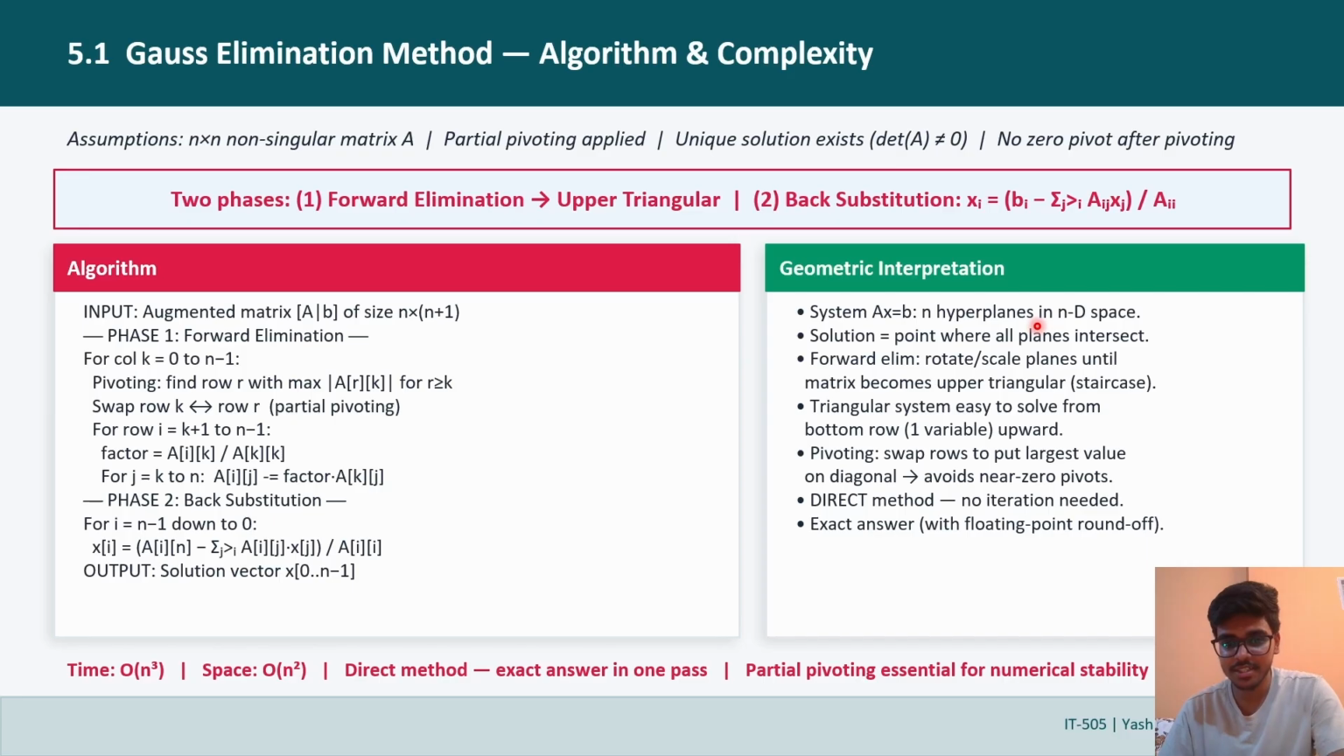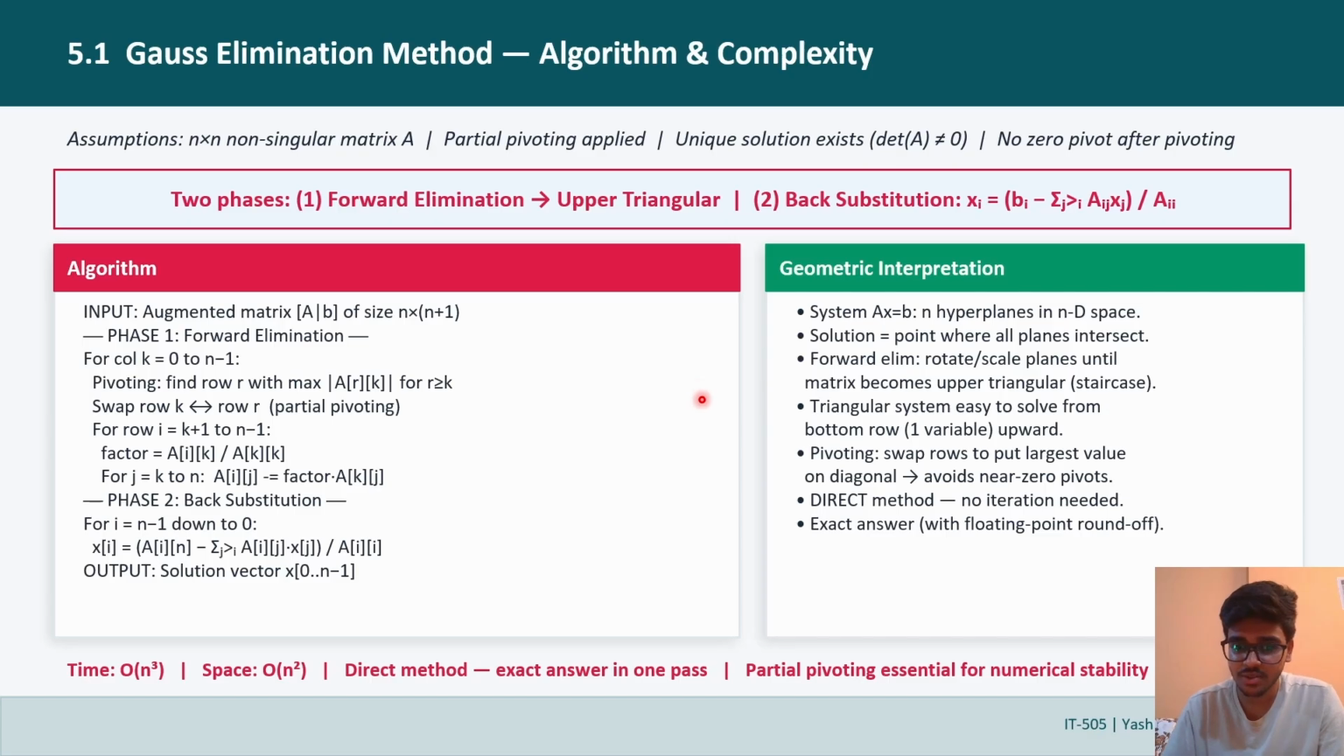And our geometric interpretation: each equation Ax equals b represents a hyperplane in n-dimensional space. The solution is the single point where all n hyperplanes intersect. Forward elimination systematically rotates and scales the hyperplanes until the system looks like a staircase. Each equation has one fewer unknown than the previous. Back substitution then easily reads off the solution from the bottom step upward.